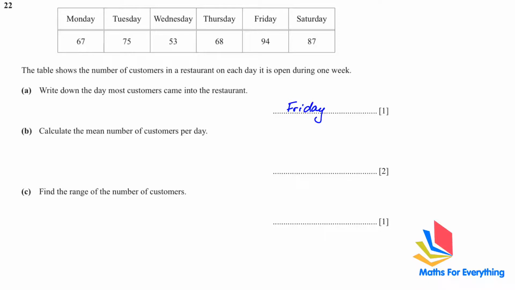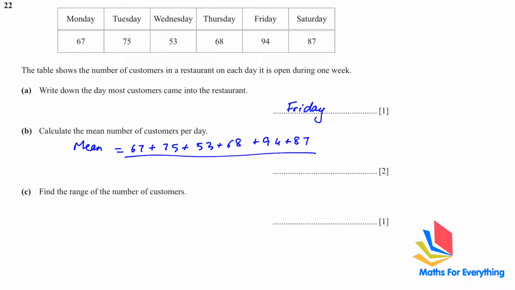Be careful about this because many times students write the frequency instead of writing the data. Next one, calculate the mean number of customers per day. We add all of these numbers to find the mean. So 67 plus 75 plus 53 plus 94 plus 87, and divide by 1, 2, 3, 4, 5, 6. And we'll get 74. So that's our mean.